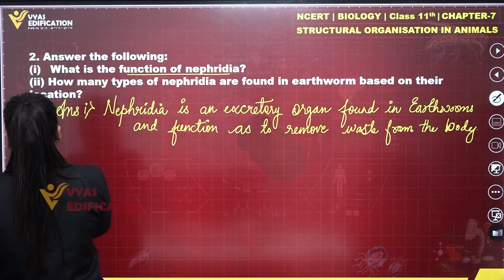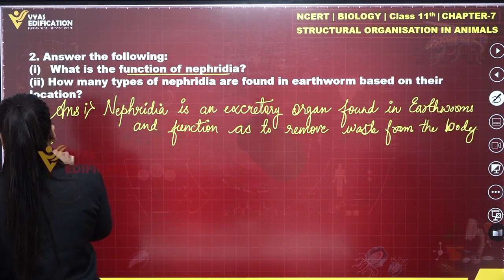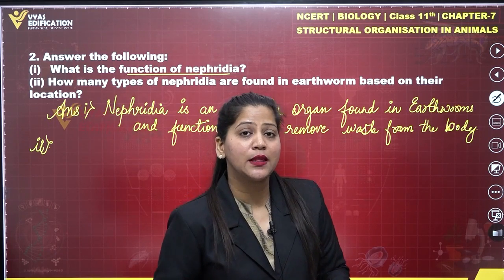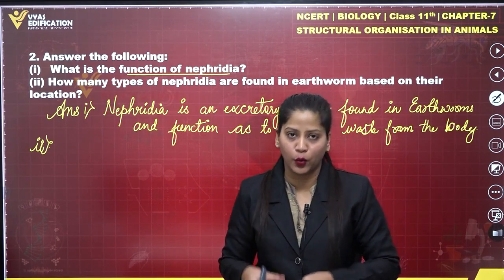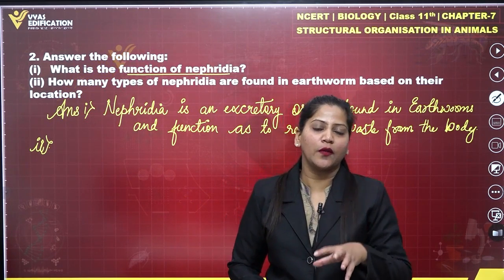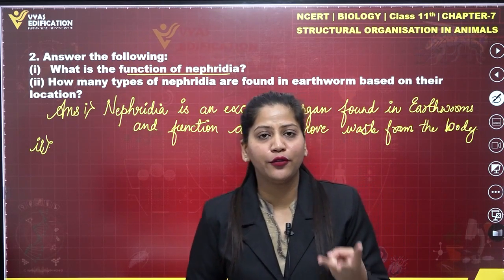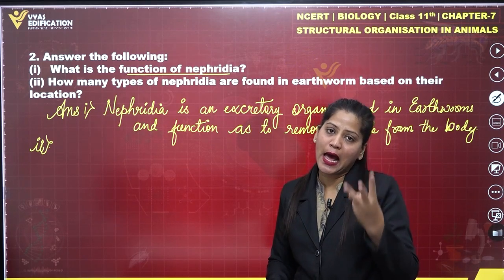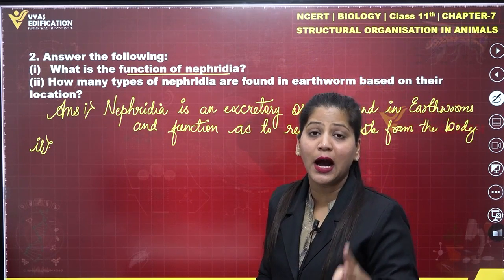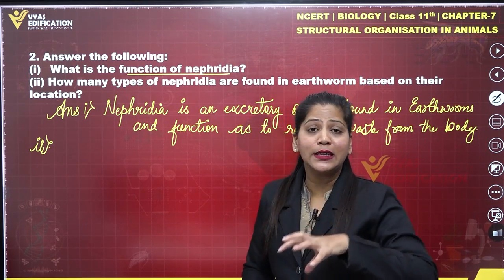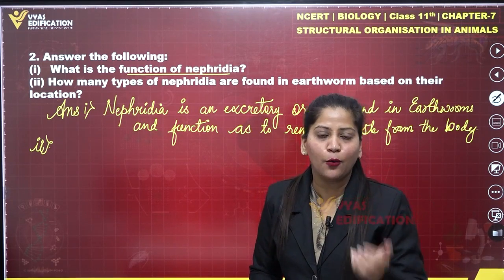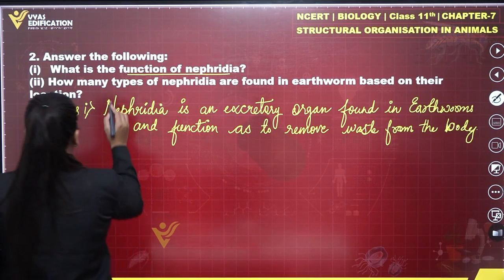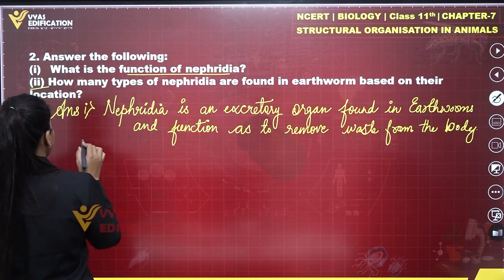Moving on to the next part, question number 2: how many types of nephridia are found in earthworms based on their location. We know that based on the location we have 3 types of nephridia: the septal nephridia, integumentary nephridia and pharyngeal nephridia. Along with the names of these types, we are going to talk about their locations as well.